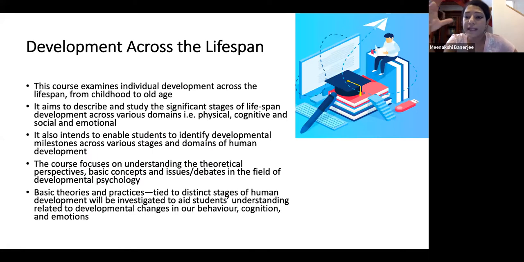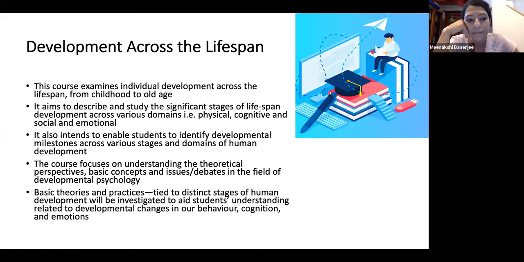Now, looking specifically at our course at JSPC for development across lifespan, the idea is to examine individual development across the span from childhood to old age. Like I said, we don't only teach child psychology, because this is the place where you will read about adult and old age developmental tasks. It also aims to describe and study the significant stages of lifespan development across physical, cognitive, social, and emotional domains.